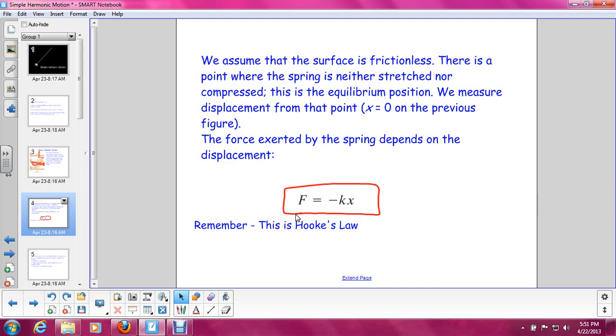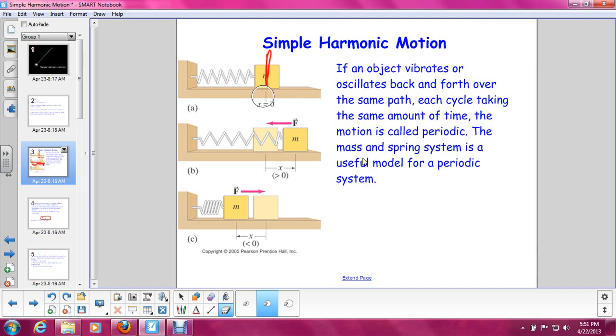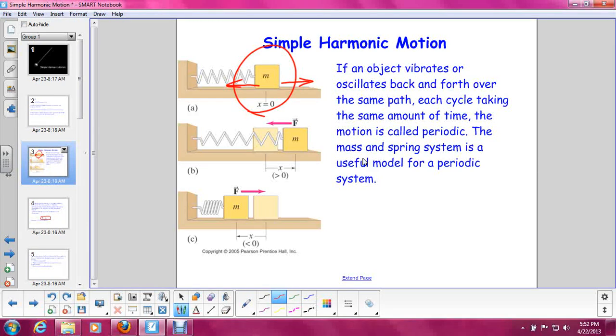And this is a really important point. So if we go back to this picture here, our equilibrium position is the spring's happy place. It's that x equals 0 right here. At this point, the spring is not stretched or compressed, so the box will just sit there. It won't move. In order to get it to oscillate, we have to physically move the box from this position by either stretching or compressing the spring. So this is what we mean by equilibrium, the spring's happy place.